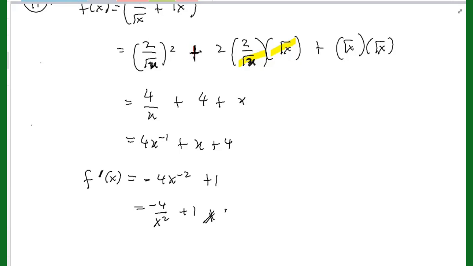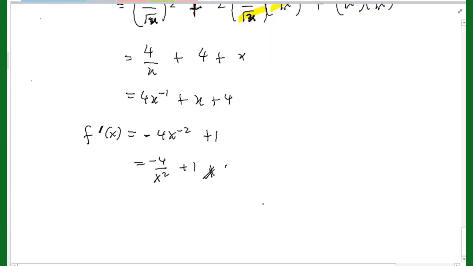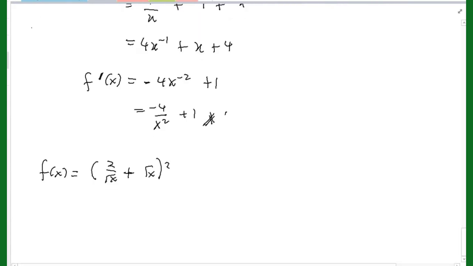This one, if you expand before differentiating. Let's say for the second alternative, f of x equals 2 over square root of x plus square root of x, squared. You want to use the product rule, what you call the power rule. You want to use the power rule directly.